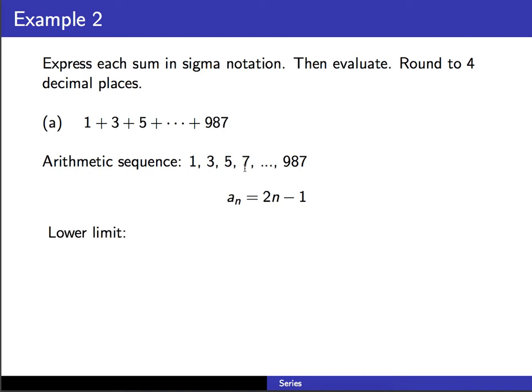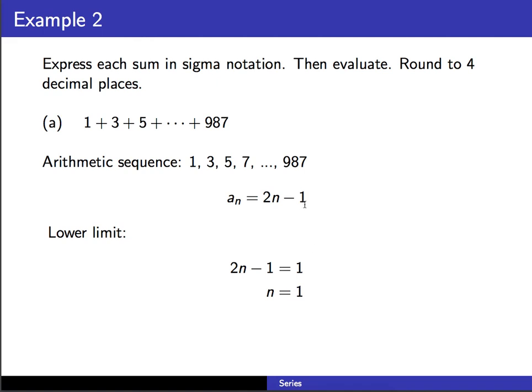So for our lower limit, what's going to go below sigma, if we take our sequence rule 2n minus 1 and set it equal to our first term, it's going to help us find what that lower limit's going to be. So add 1 and divide by 2, you get n equals 1. So our lower limit, we're going to start with n equals 1. And we can see that because if we plug a 1 in for n, 2 times 1 minus 1 is 1. And then the next one after 1 is 2. 2 times 2 minus 1 is 3, and so on.